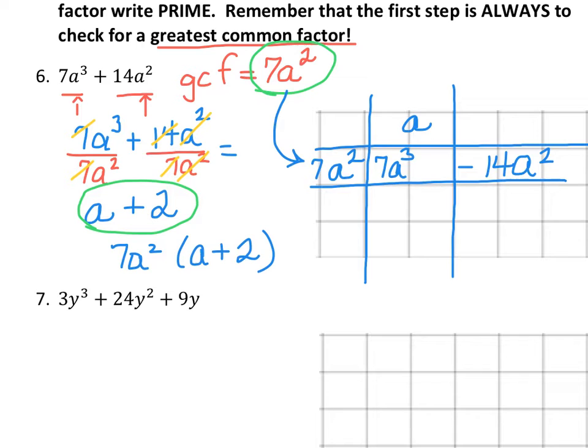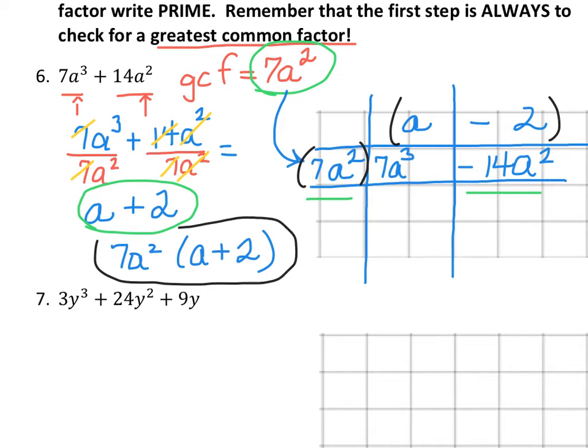And then you ask yourself, what do I need to multiply 7a squared by to get negative 14a squared? And of course the answer is negative 2. And so you see that your factors are 7a squared and a minus 2, just as they were doing it this way. So the factoring boxes still work, but a lot of people would prefer on greatest common factor simply to do it this way, because you remember your rules for exponents more easily this way. So let's look at another one.